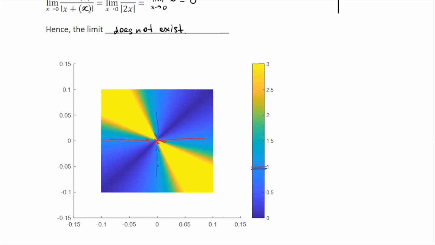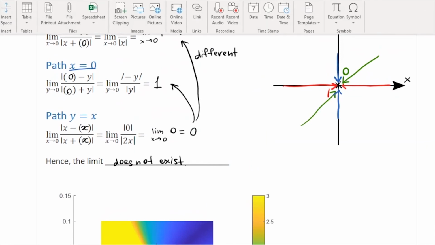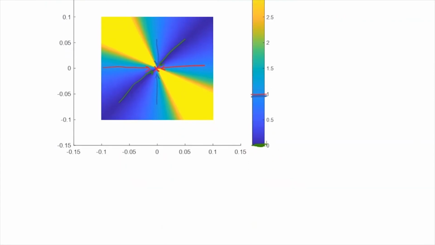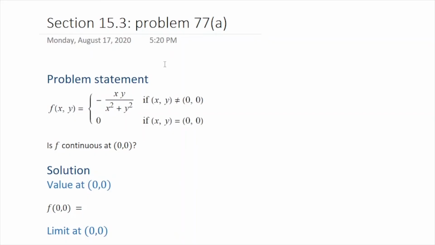Everywhere on this line. And then on the line y equals x, we have this. Problem 77 in 15.3: you are given a function like this, defined in a piecewise manner.